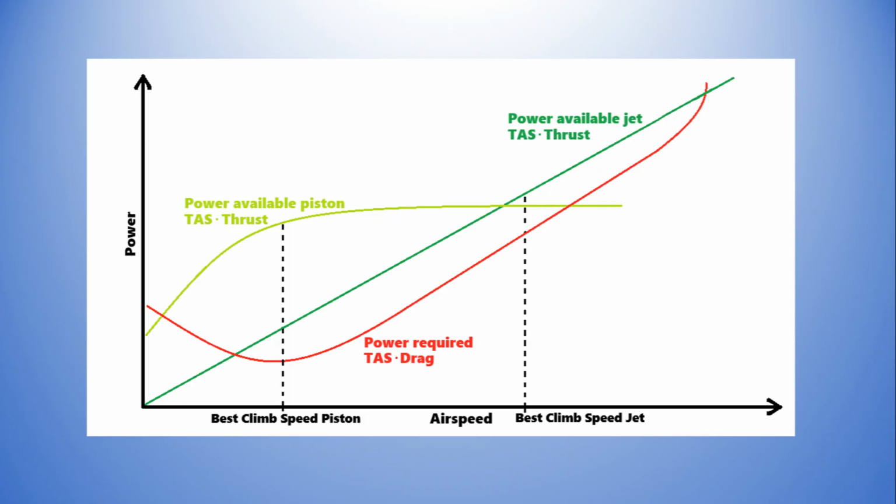This graph shows that piston aircraft have limited excess power at high speeds, making the climb performance better at moderate speeds. Jets generate more power as speed increases, allowing better high-speed performance and thus requiring a higher speed for the best climb.